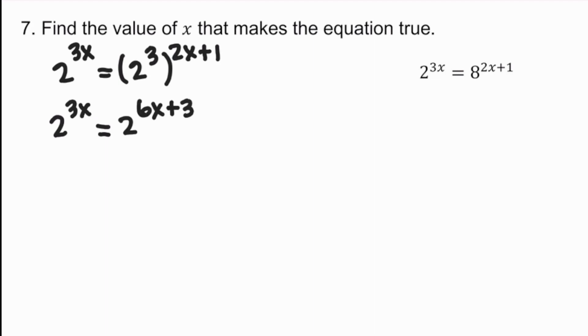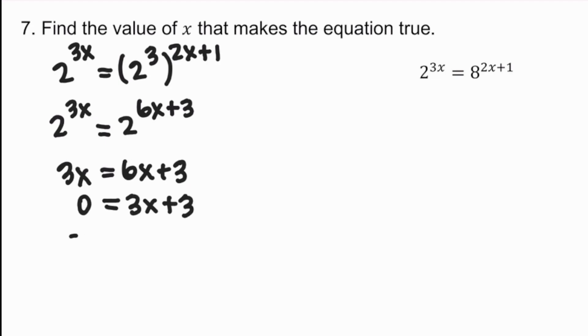And if these two things are equal, then you can kind of just look at it and see that the exponents are going to have to be equal. So I'm going to say that 3x is going to equal 6x plus 3. Maybe I'll subtract the 3x from both sides. Subtract 3, divide by 3, and see that x is going to equal negative 1.